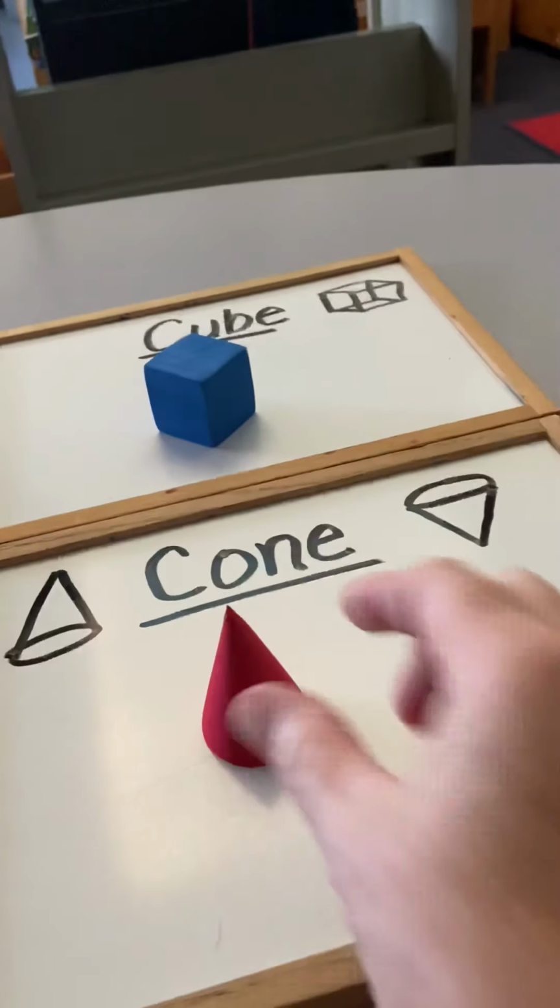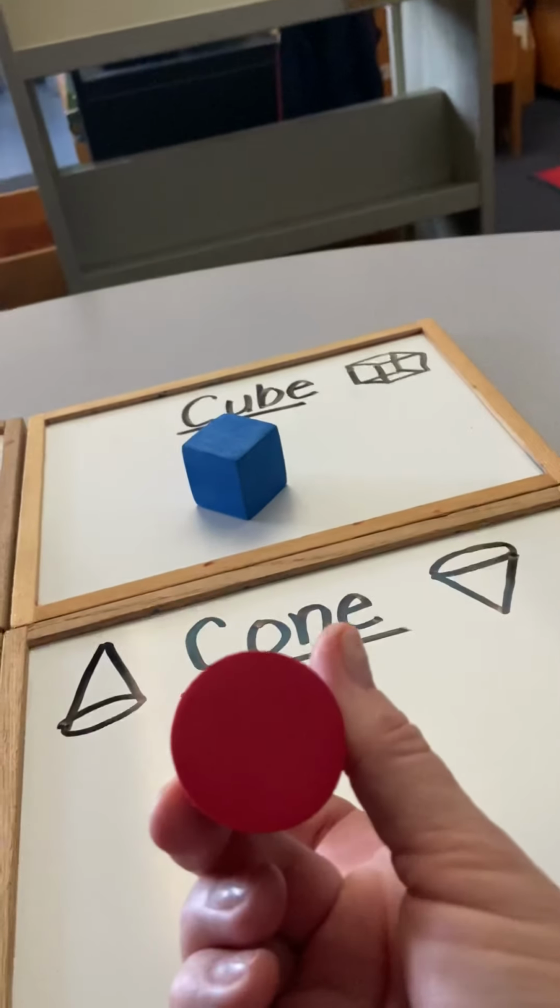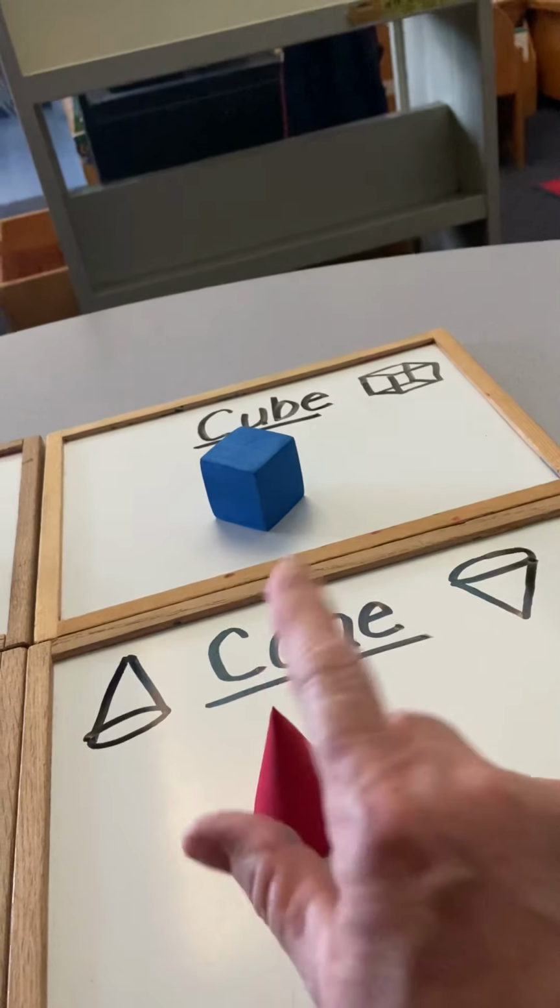Okay, let's take the cone. It also has a flat side, but this side is pointy.